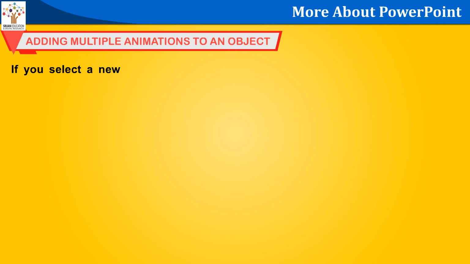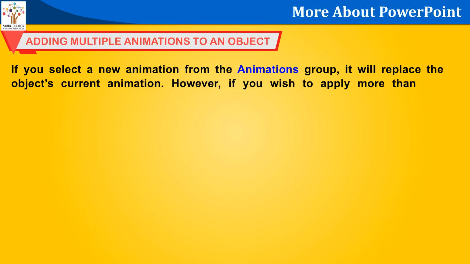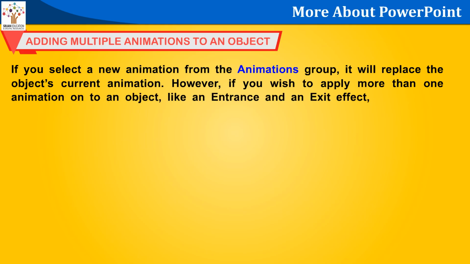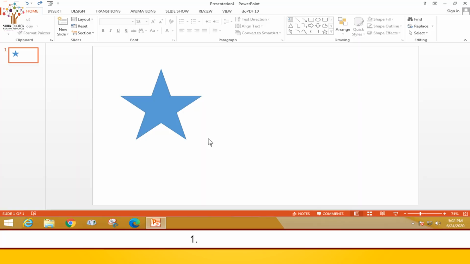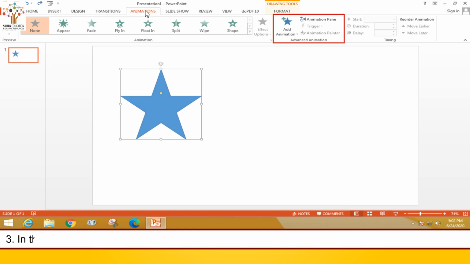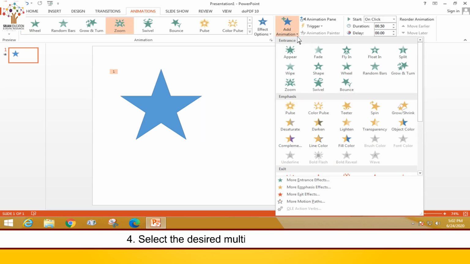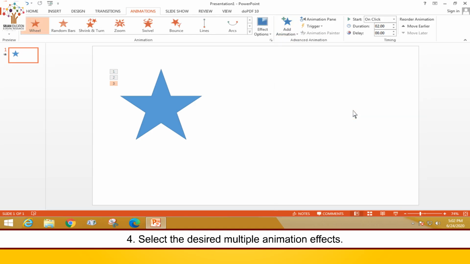Adding multiple animations to an object. If you select a new animation from the Animations group, it will replace the object's current animation. However, if you wish to apply more than one animation onto an object, like an entrance and an exit effect, follow these steps. Select the object. Select the Animations tab. In the Advanced Animation group, click the Add Animation button to view the available animations. Select the desired multiple animation effects.